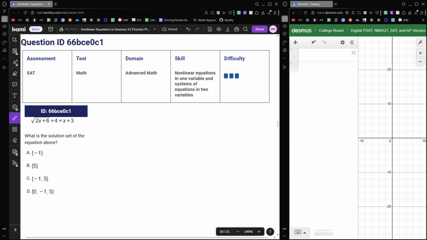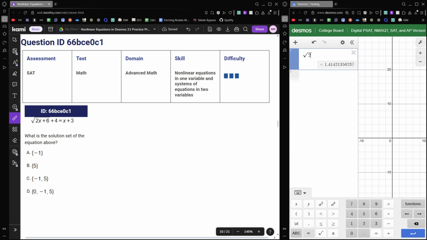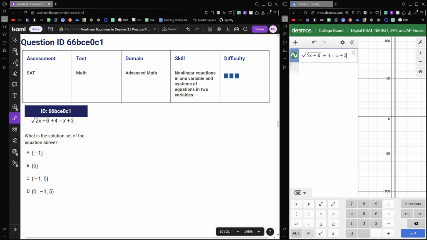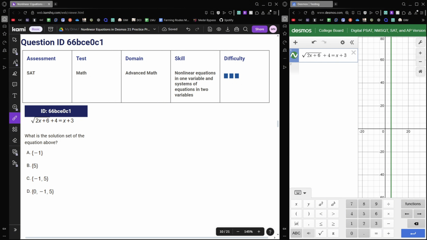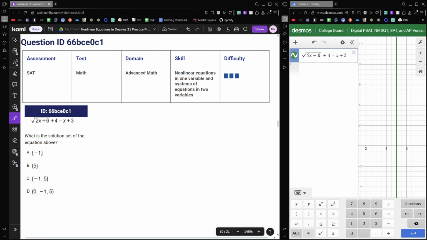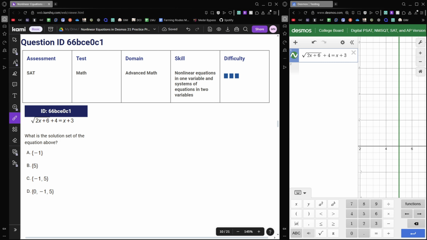Question number 10. What is the solution set of the equation above? Let's go ahead and type that equation into Desmos. Square root of 2x plus 6, plus 4, is equal to x plus 3. And we get that our solutions are, okay, well I guess there's only one solution, and it's at 5. So that means our answer will be B.